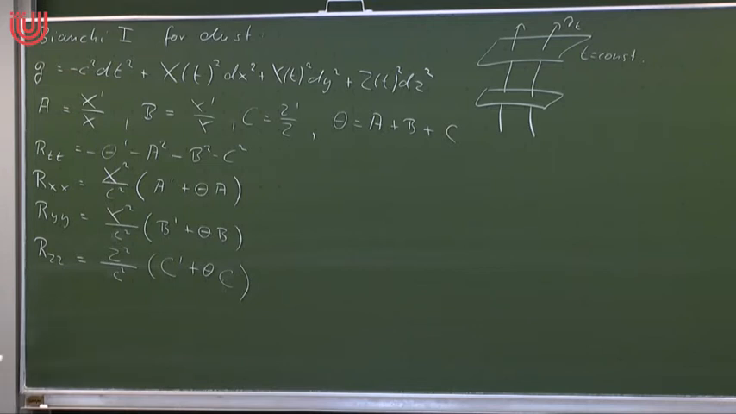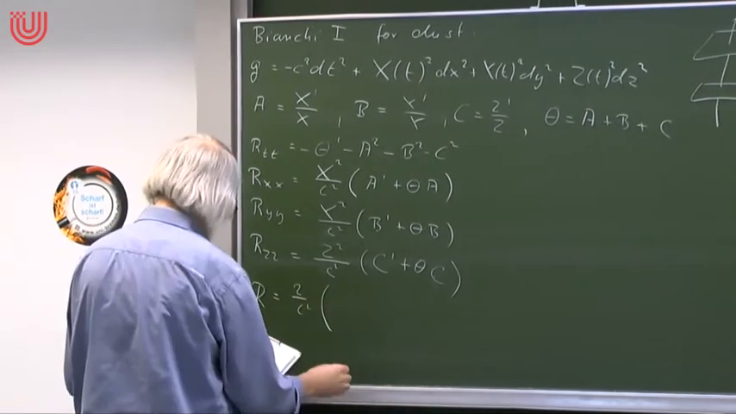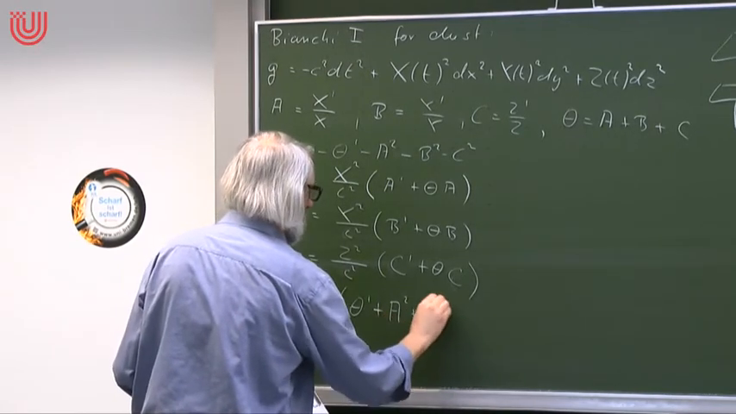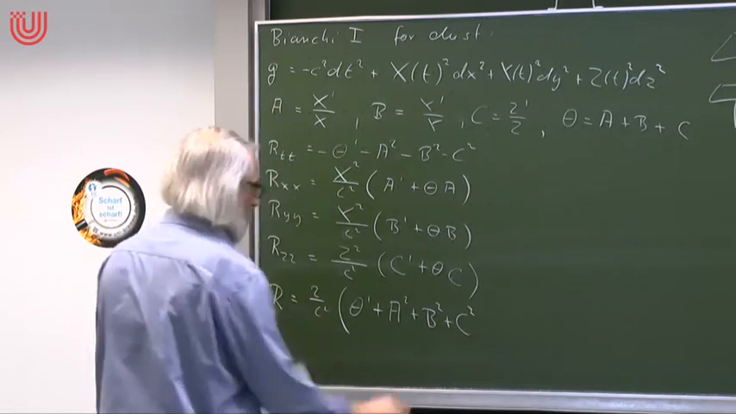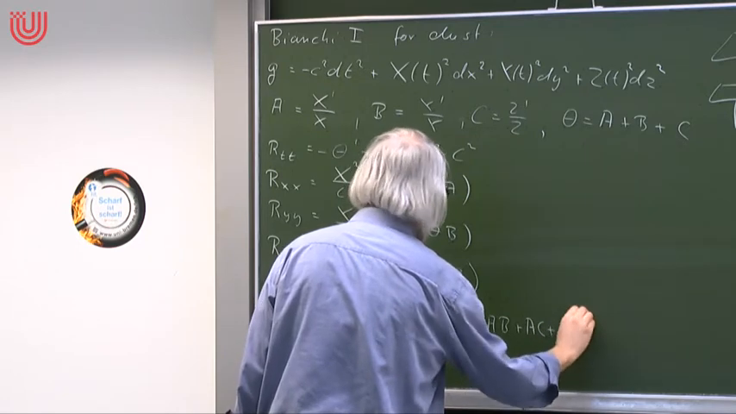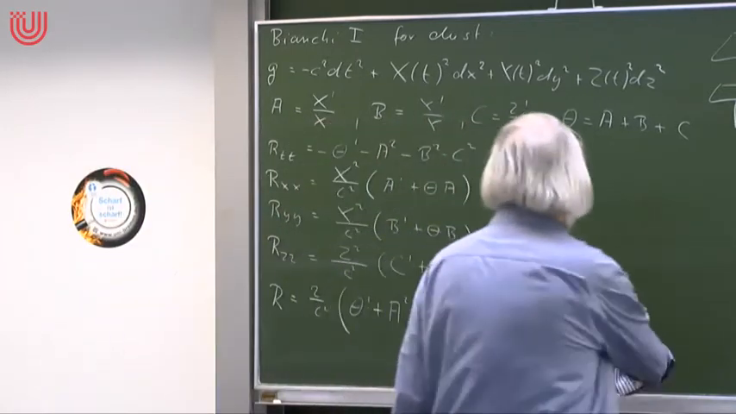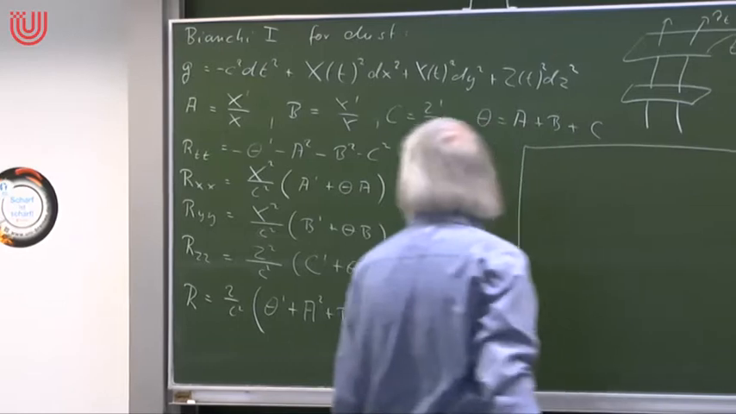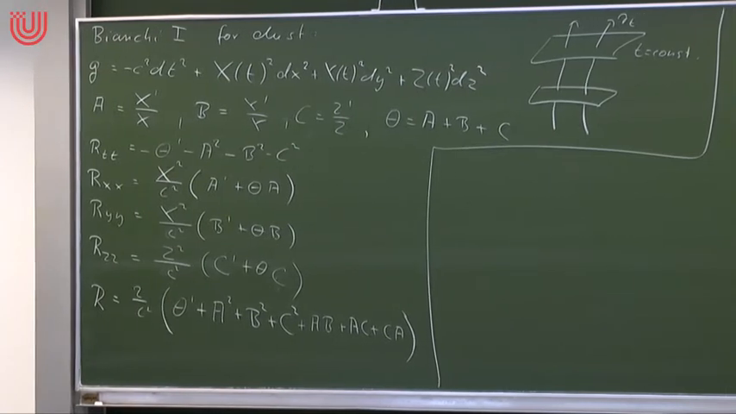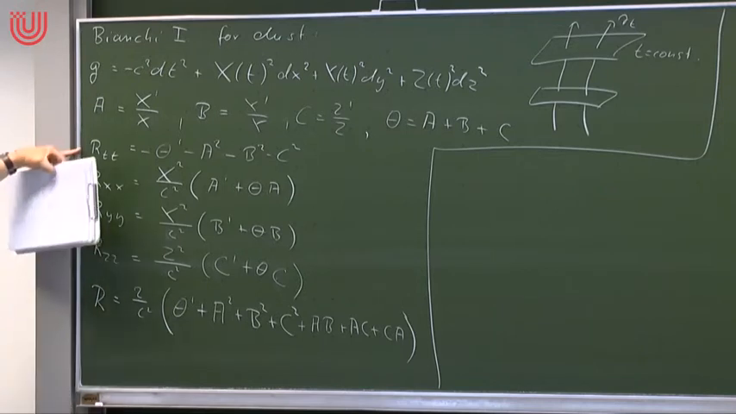And we will also need the Ricci scalar. I had written the result already last time: 2 over c squared times (theta prime plus A squared plus B squared plus C squared plus AB plus BC plus CA). That's it. And now, this time we want to do it for dust, not for vacuum. So for vacuum, all the mixed components are 0, so I don't have to write them down. For the vacuum solutions, all these expressions were equal to 0, right?